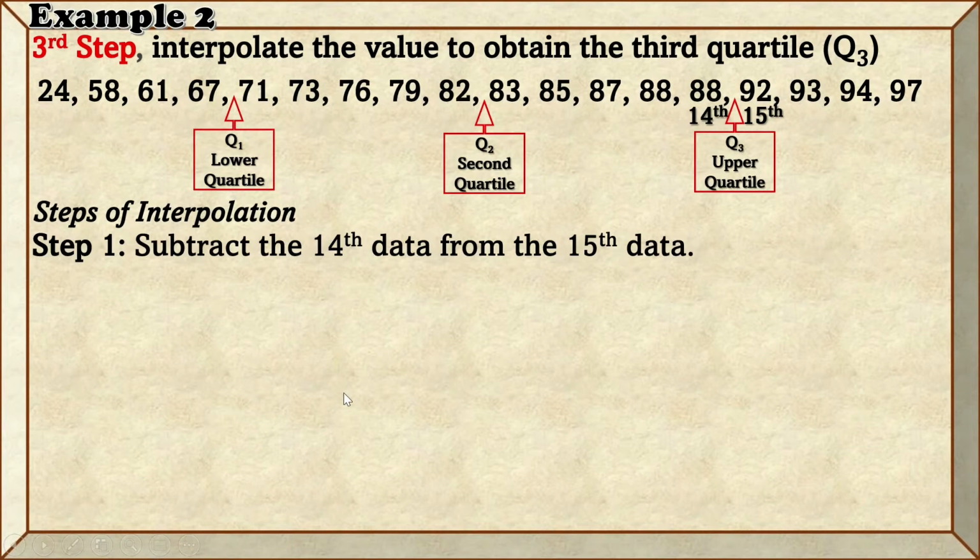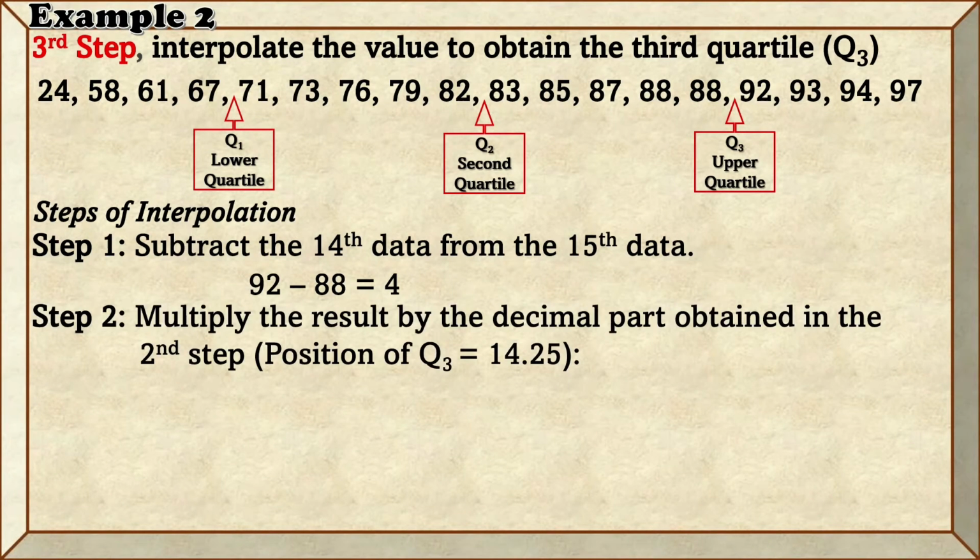Steps of interpolation. Step 1, subtract the 14th data from the 15th data. So we have 92 minus 88 equals 4. Step 2, multiply the result by the decimal part obtained in the second step. In 14.25, the decimal part here is 0.25. So we multiply 4, the result in step 1, by 0.25. So 4 times 0.25 is 1.